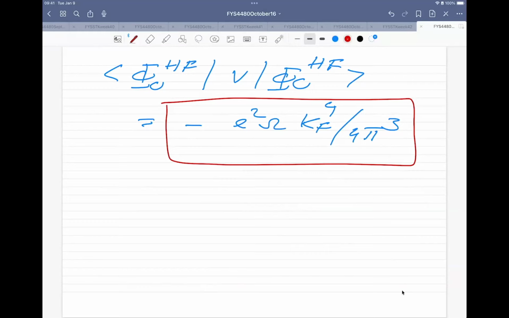But for us, this last term is actually an entry point to density functional theory, which we will start discussing after the break. Okay, so let's take a break, okay?